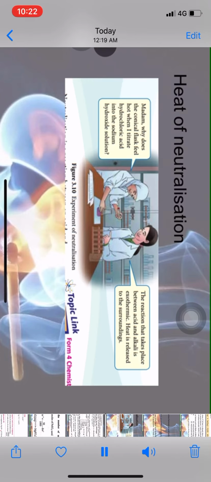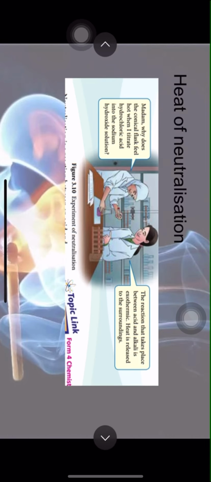Now I'm going to talk about heat of neutralization. Madam, why does the conical flask feel hot when I titrate hydrochloric acid into the sodium hydroxide solution? The reaction that takes place between an acid and alkali releases heat to the surrounding.